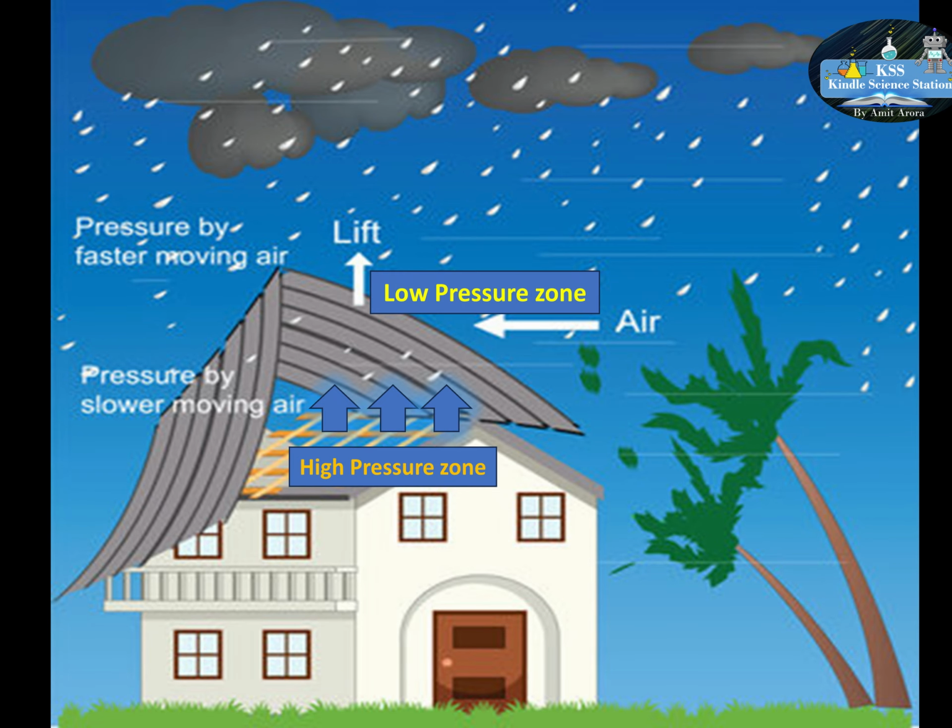Bernoulli's principle also explains the blowing off of roofs during a storm. When high winds blow over the roof, it creates a low pressure over the top. The pressure below the roof is high. The difference of pressure causes an upward thrust and the roof is lifted up and blown away with the wind.